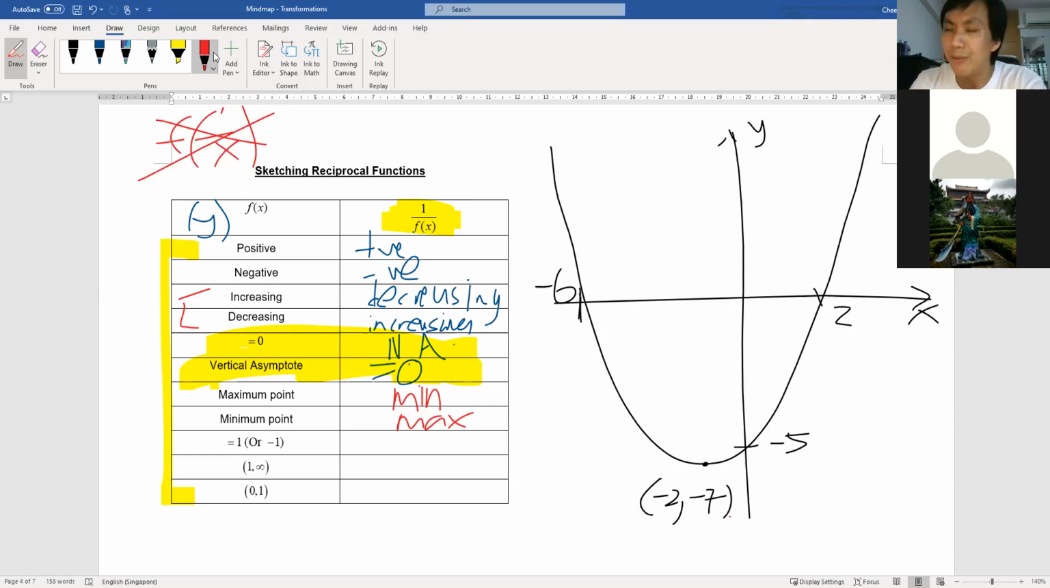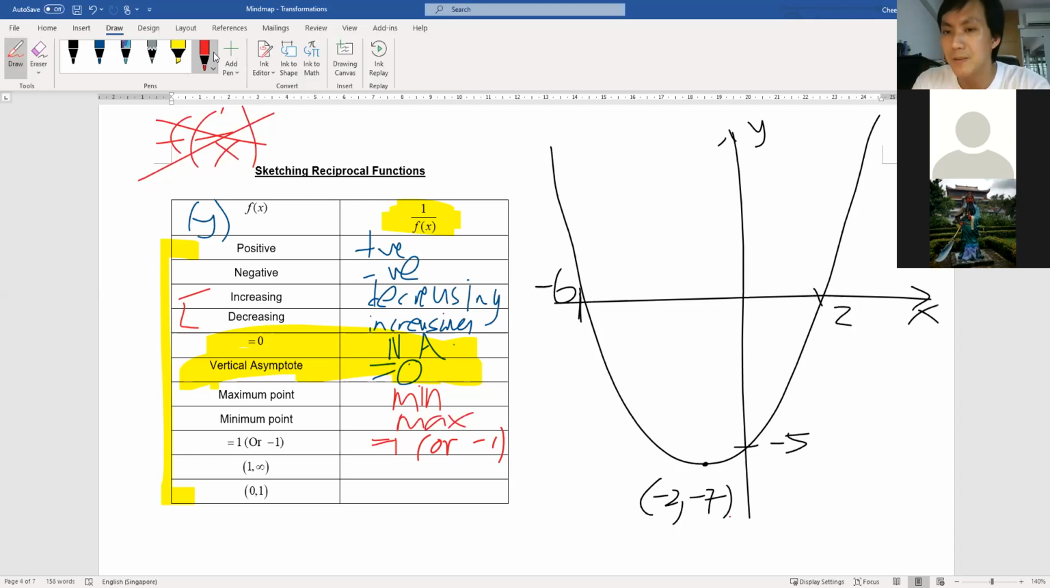And if the y value was equal to 1 or negative 1, 1 over f will still be equal to 1 or negative 1. And these will be the only two y values where the graph and the reciprocal graph intersect. Because these are the only two y values where post-reciprocal there is no change at all. Hence, they will intersect. Up to here, any questions in mind?